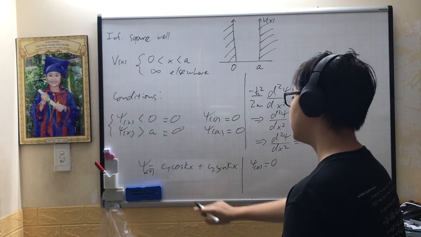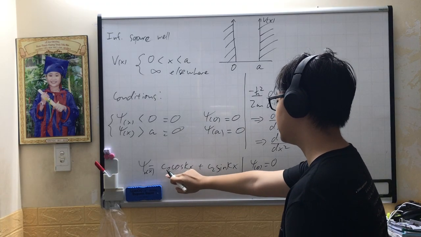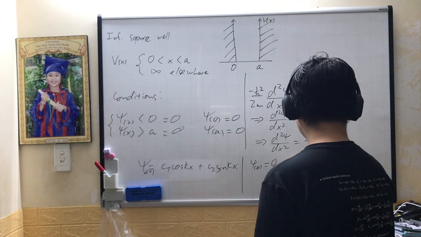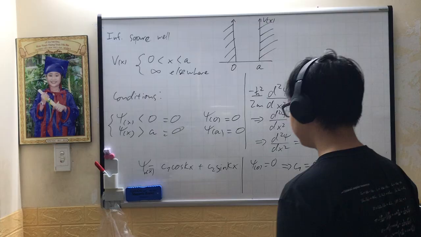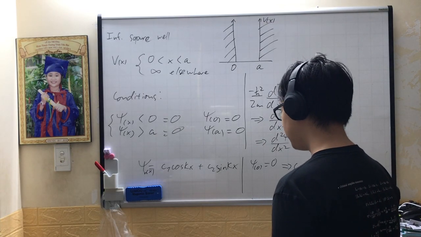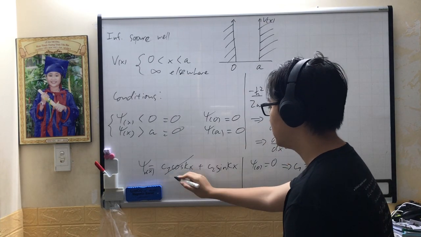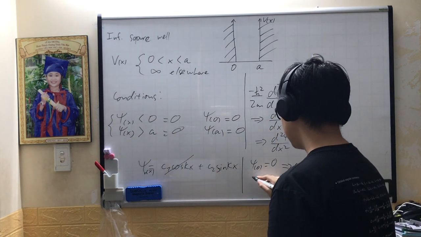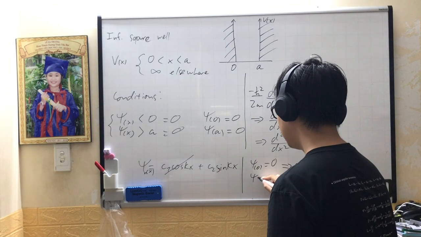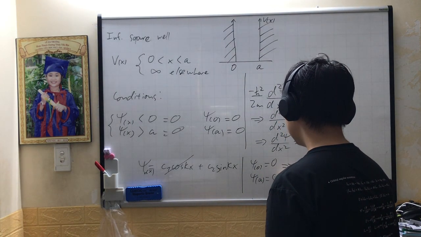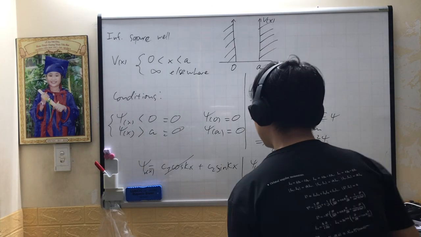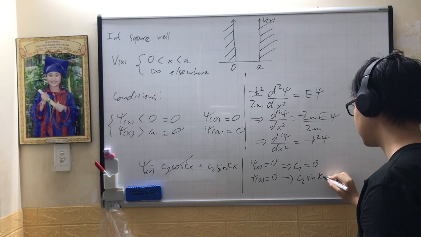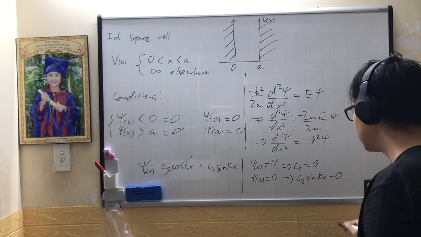And cosine of 0 is 1, so C1 times 1 equals 0. That would mean that C1 is equal to 0. With C1 equal to 0, we can just ignore this part completely. So this is gone. Next is our psi at a equal to 0. That would give us C2 sine kx equal to 0.